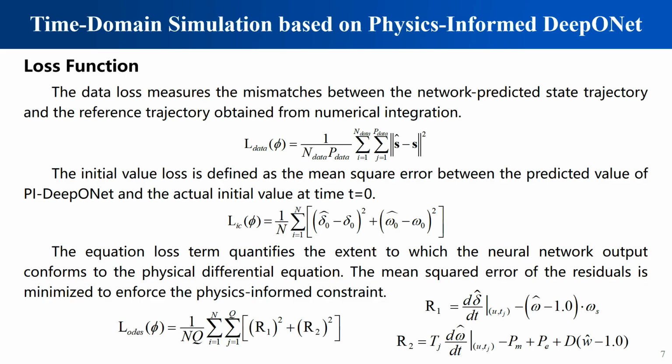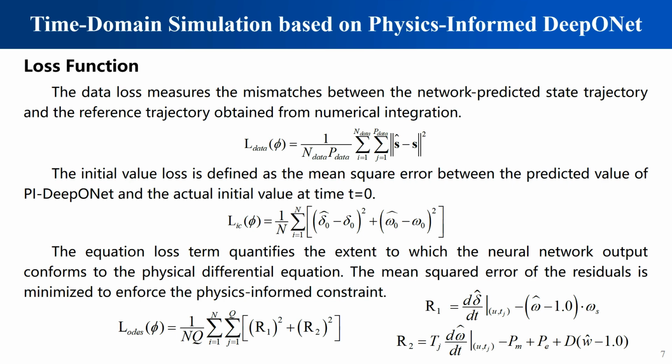LODES measures the residual of the physical equations. R1 checks the angle equation. The derivative of predicted delta should equal predicted omega minus 1 multiplied by omega s. R2 checks the speed equation. Tj times the derivative of predicted omega should balance mechanical power, electrical power, and damping. Minimizing these residuals means the neural trajectory is not merely close to sample data, it is also close to the governing physics. That is the reason the method can use less data and still preserve credible dynamic behavior.